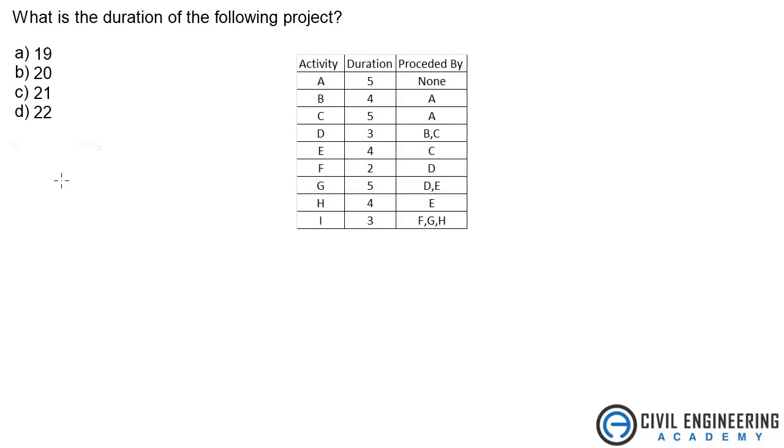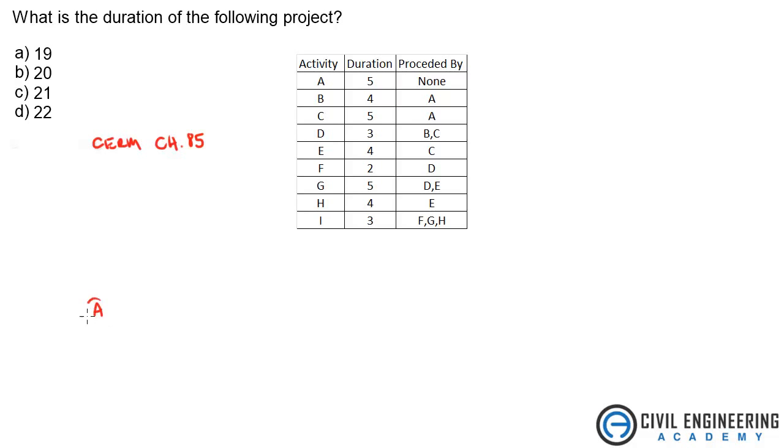So the first thing I'm going to do, and if you're not familiar with all this, turn to the Civil Engineering Reference Manual, Chapter 85. Chapter 85 goes over scheduling for project management. And so the first thing I'm going to do is draw this out, basically.